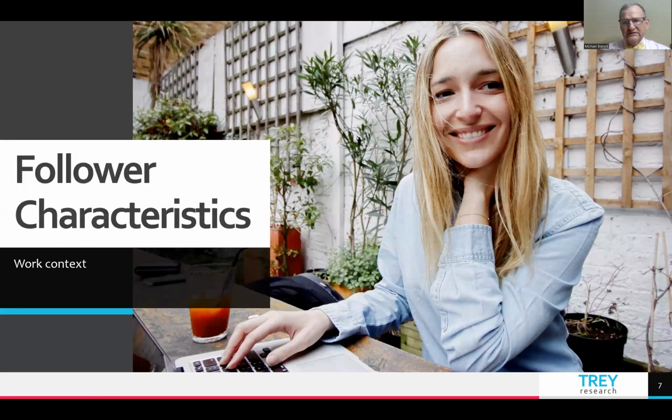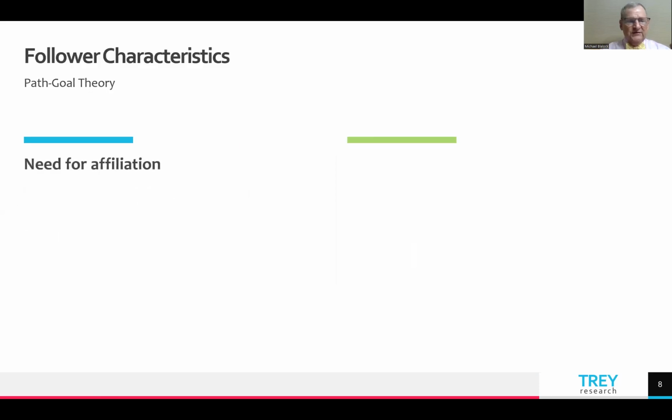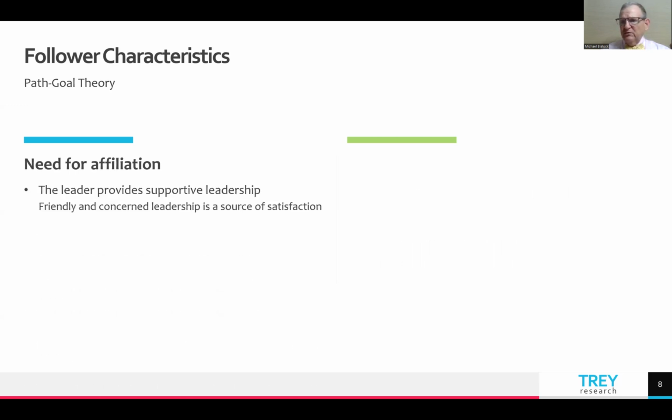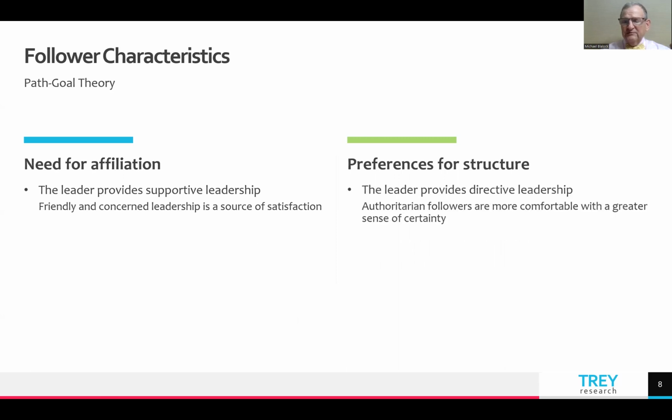The followers' characteristics within the work context, first off, is a need for affiliation. The leader provides supportive leadership whenever someone is needing to be affiliated with the group. This friendly and concerned leadership is the source of the satisfaction. The follower who has a preference for structure will get directive leadership. The authoritarian followers are much more comfortable when they have this great sense of certainty because they understand what the direction is and where the goal is achieved.